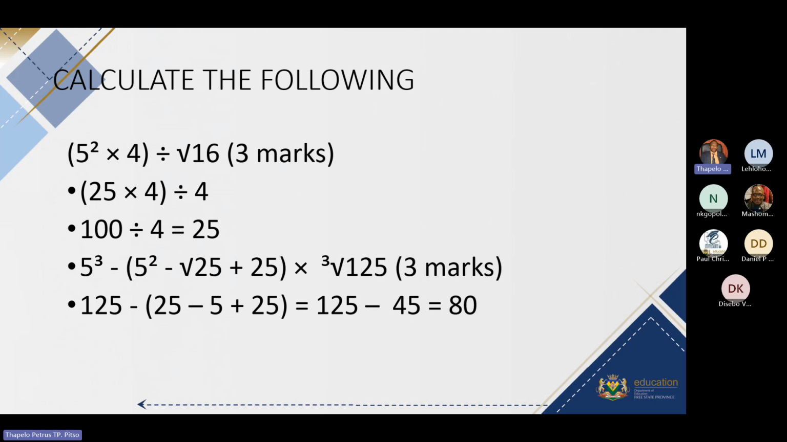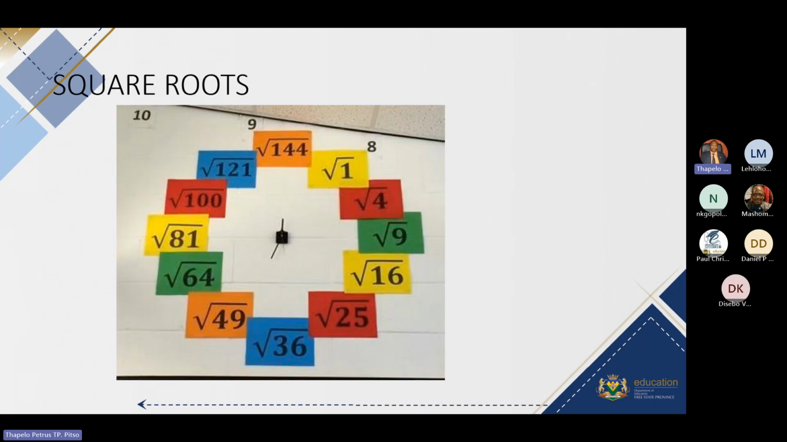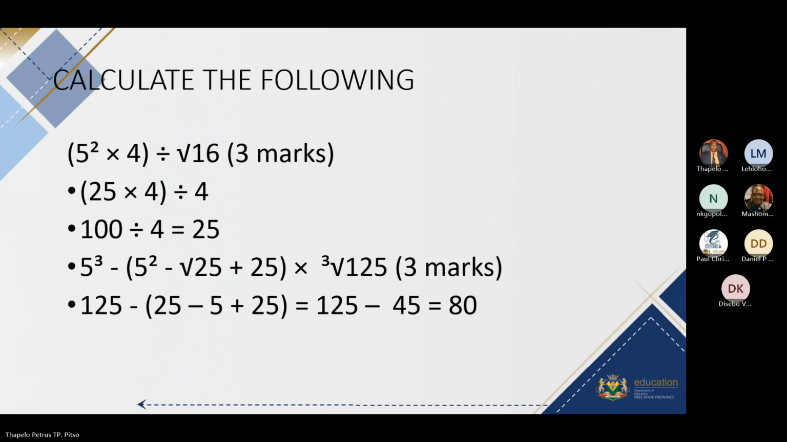Now we work inside the bracket. 25 minus 5 is 20, and 20 plus 25 is 45. Therefore, 125 minus 45, which is your 80. Just emphasizing your BODMAS, using your squares and your cubes.